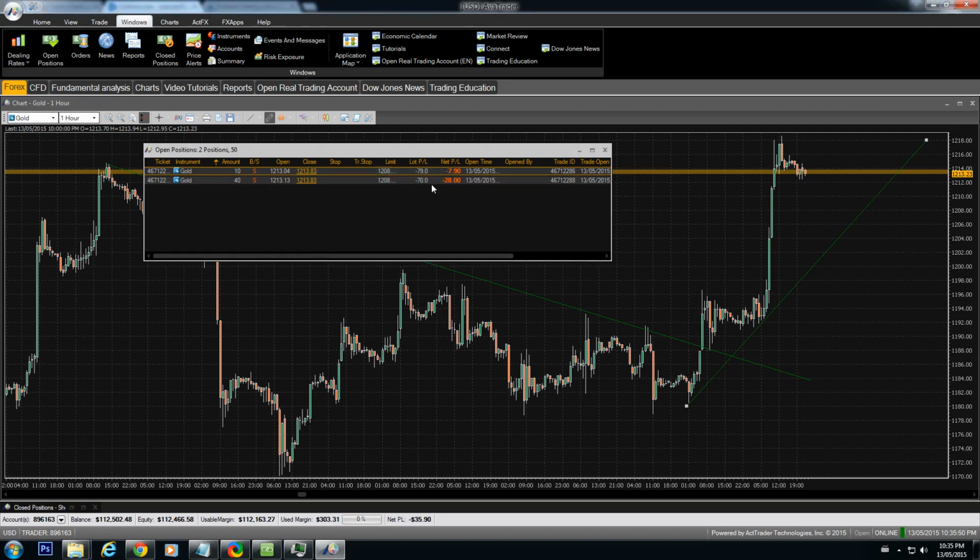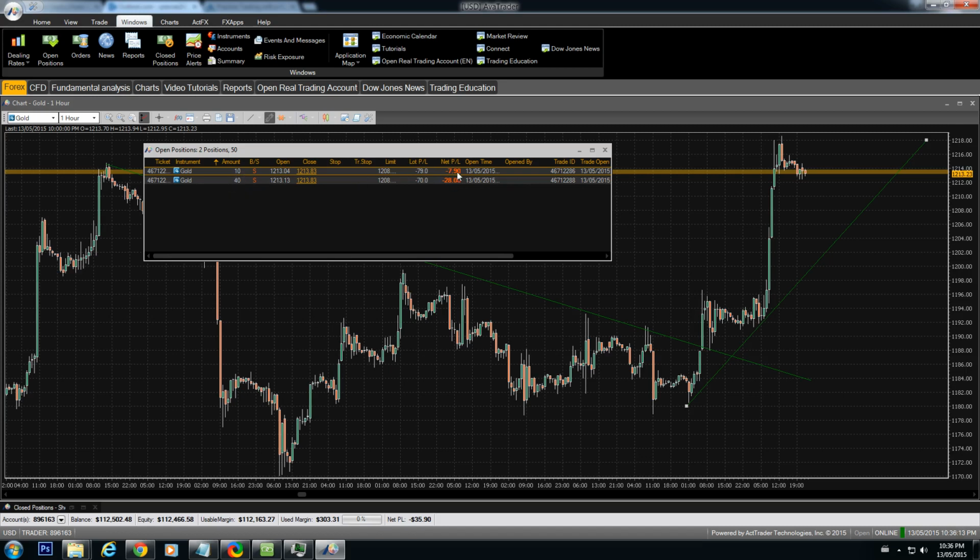You see how we're in the minus right away? So whatever your pip is worth is what the minus is going to be. So we're the same. It's only minus 79 here and minus 70 here. So we're off by 0.9 of a point. So eight pips and 7 pips, and that's the difference in price because we used 40 units instead of 10.